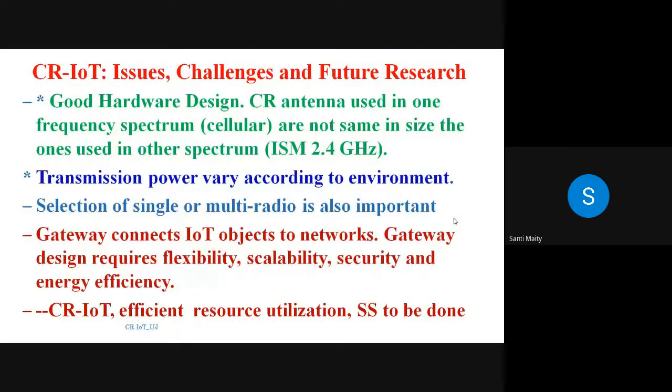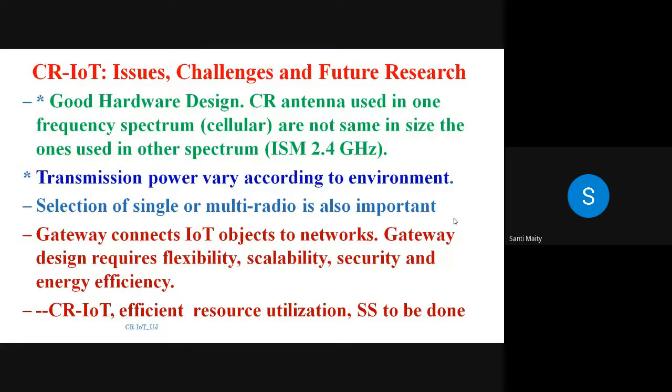Now, the success or failure of CR-IoT systems lies in good hardware design. The important issue is the switching from one frequency to another frequency when IoT objects have mobility, and for seamless connection you have this. Now, a good antenna: antenna size is related to the frequency that is used. So a CR antenna for one frequency may not be capable in other frequencies. Say cellular frequency, whatever it operates, the same antenna cannot be operated in another band. So we have to look for an antenna design which can be tuned to multiple frequencies and multiple bands. So multi-user and multi-band communication.